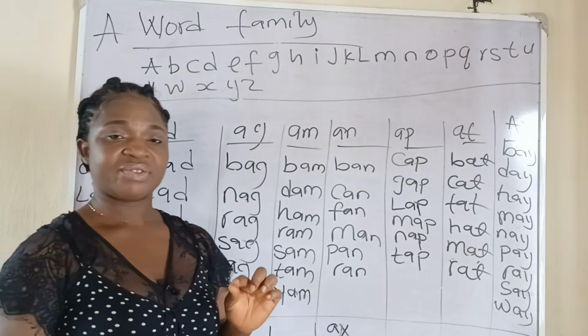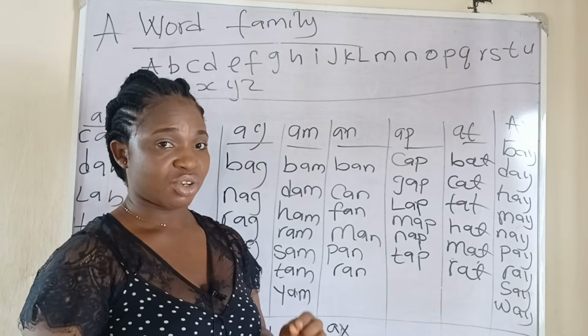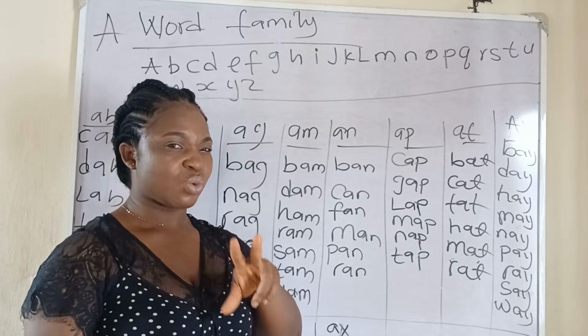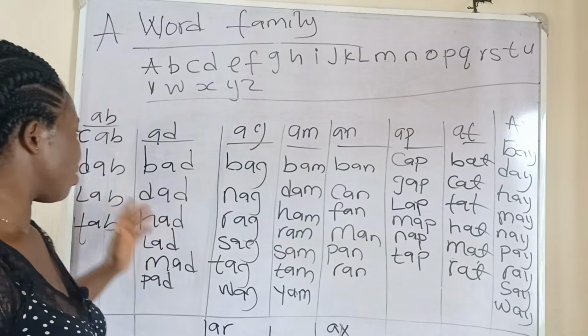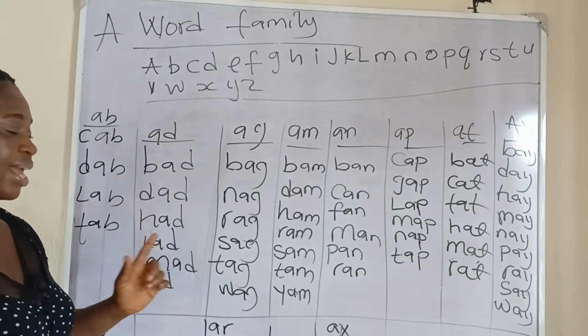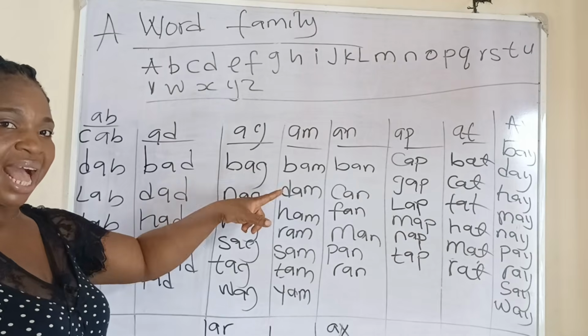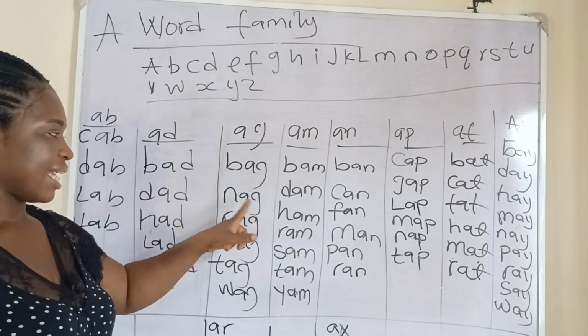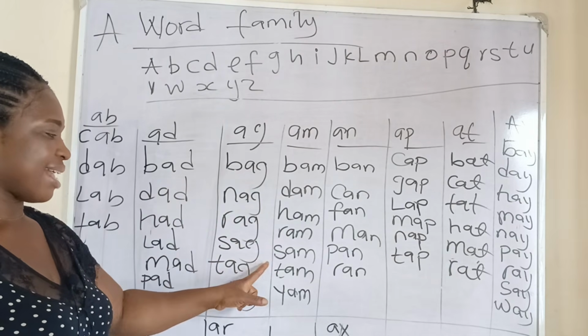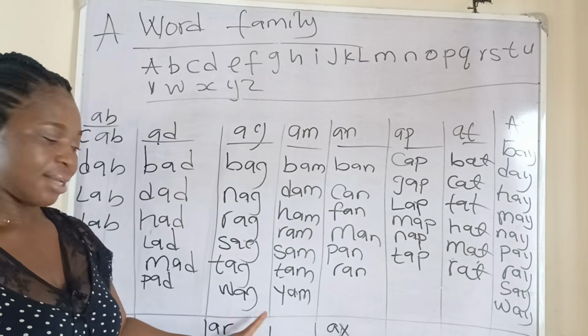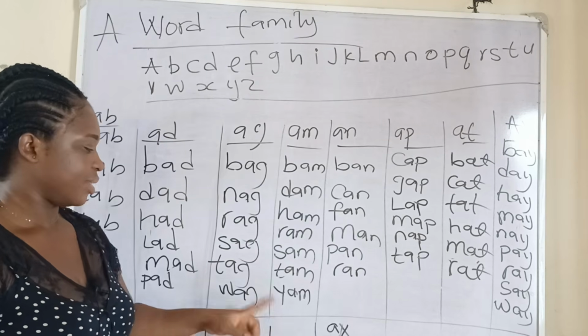Now, if you've not watched the video of our alphabet recitation where we recited this alphabet in 2 ways, go and watch it because it's going to aid you to pronounce these letters the way I am doing right now. Now we have b-ag, bag, na-ag, nag, rag, sag, tag, wag. This is a wag. This is W.